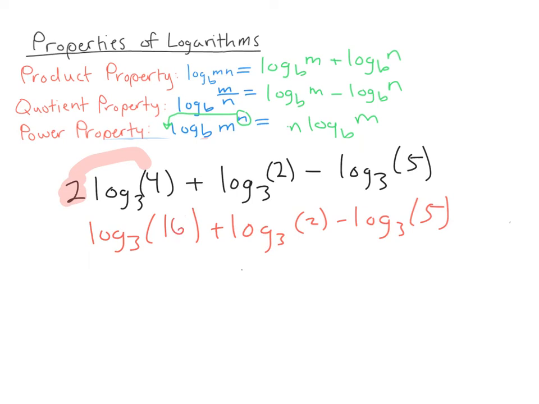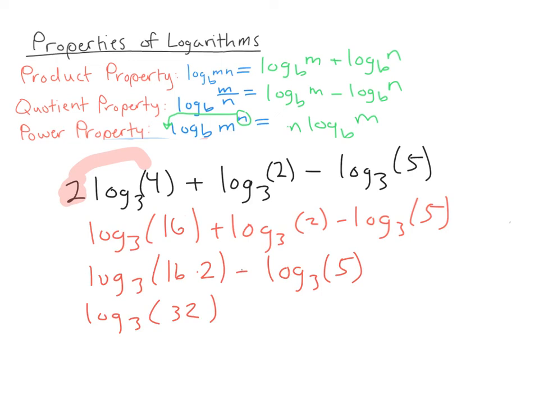And now what you're going to do is start applying these other properties. Now, which one do you apply first, though? Do you apply the addition one first or the subtraction one first? And it's going to be the addition first, okay? So by doing so, I'm going to have log base 3 of 16 times 2, and then minus log base 3 of 5. Well, 16 times 2, that's going to be 32, right?